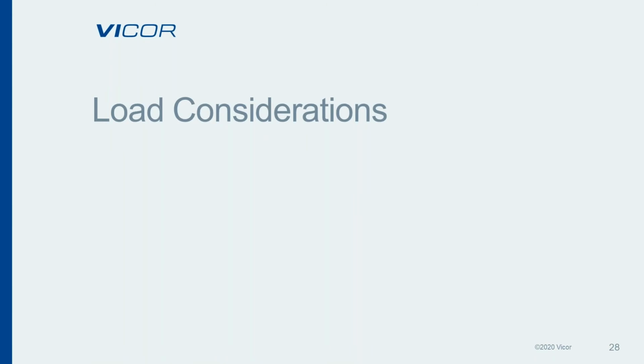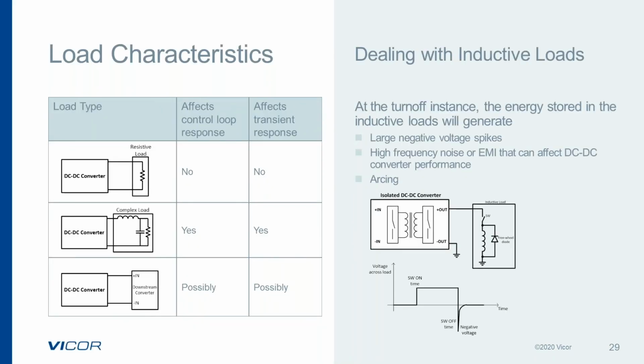Load considerations. Not all of the loads that are powered by the DC to DC converter are resistive. Depending upon the load that you have, there can be an interaction with, or an effect on, the control loop of the DC to DC converter. A resistive load has really no effect on the transient response because it's a fixed resistor. It's constant in terms of its current demand. So in this case, we don't have an effect on the control loop or the transient response.